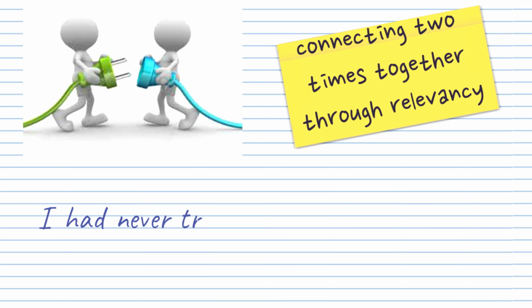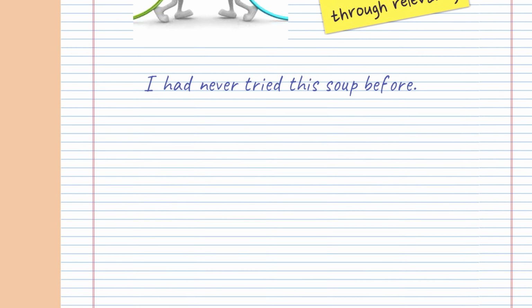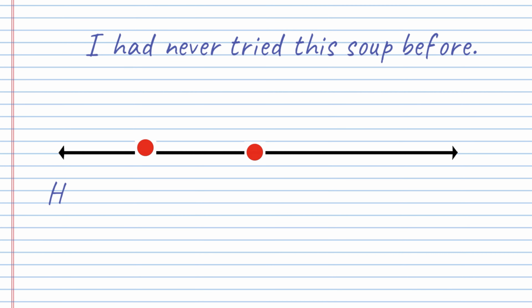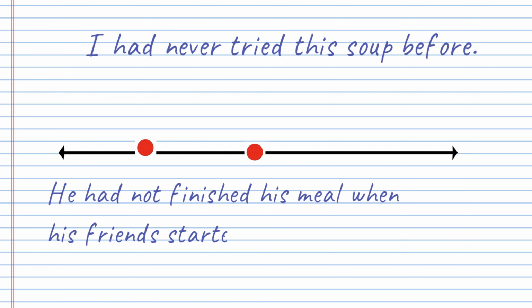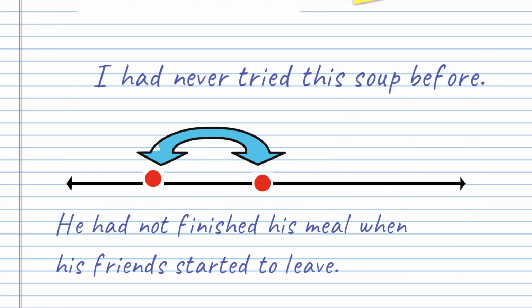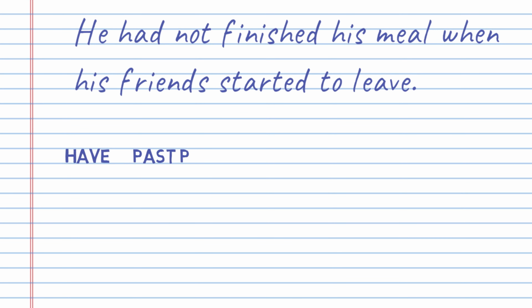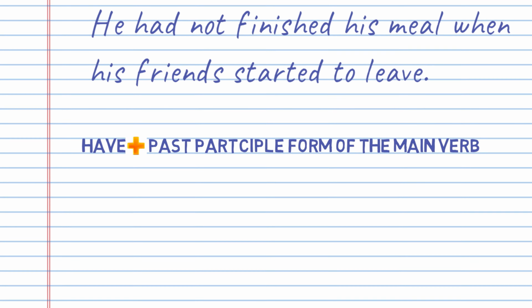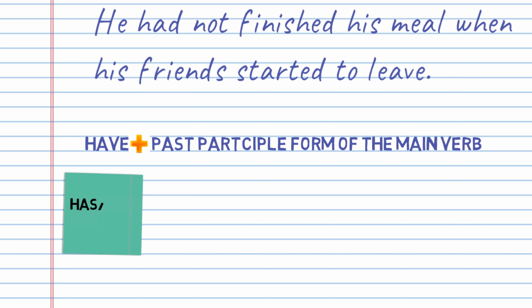For example, I had never tried this soup before. In this sentence, we have 2 points of time. Let's take up another example. He had not finished his meal when his friends started to leave. Here, the perfect form connects 2 different actions and 2 different points in time. The perfect aspect is formed with have plus the past participle form of the main verb. Again, the auxiliary verb is the one that changes tense and indicates whether an action is completed.